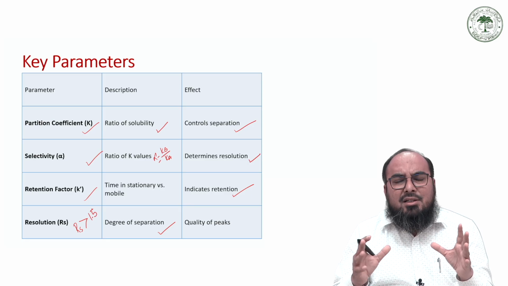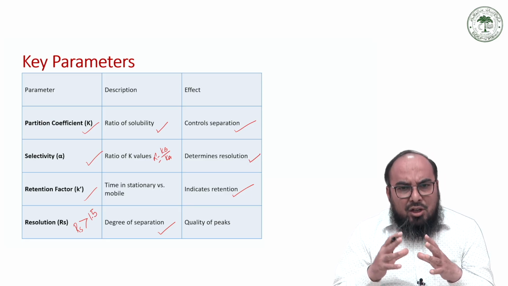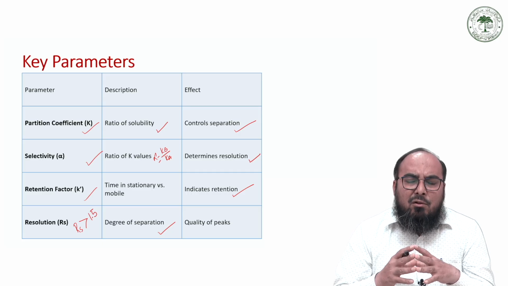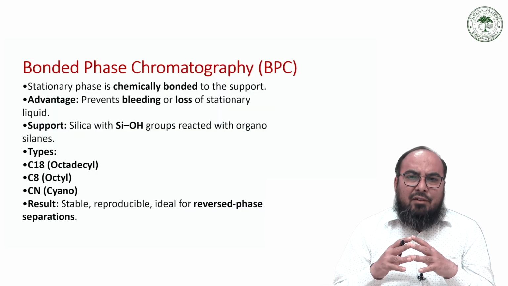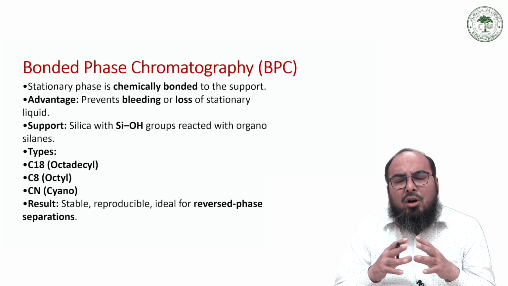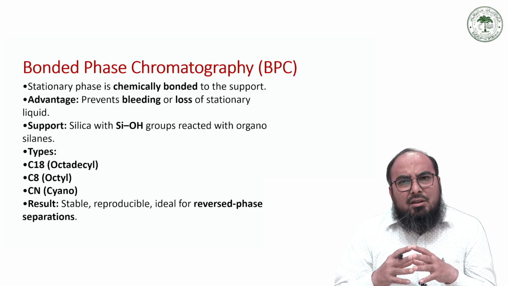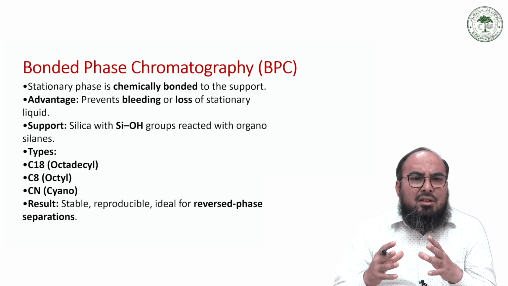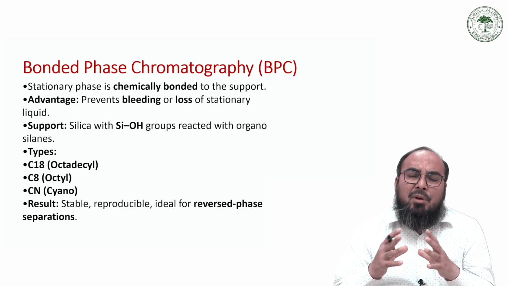So we have already discussed these parameters and their effect on the column efficiency while we were discussing the elution chromatography. So, bonded phase chromatography, which is very important. Here your stationary phase is chemically bonded to some solid support. And the advantage of this BPC is that it restricts your column bleeding.